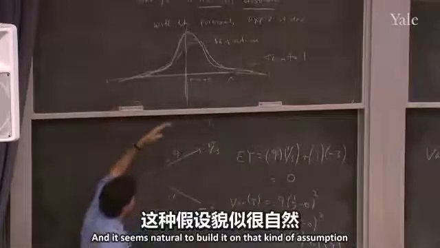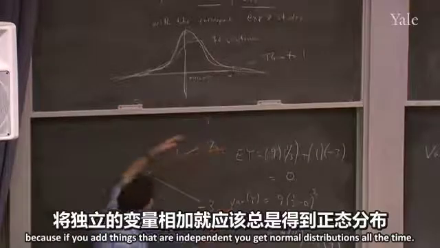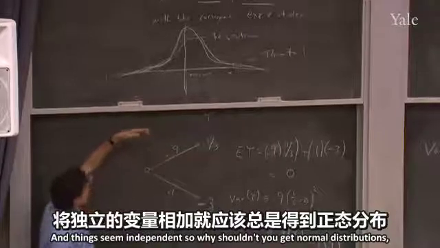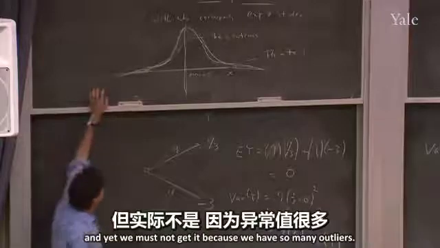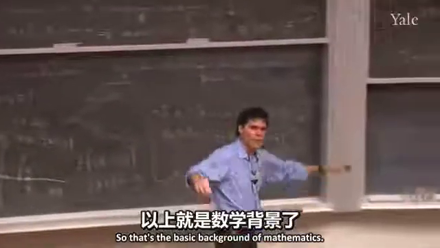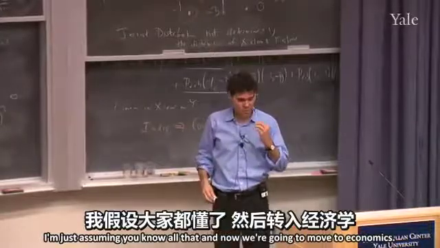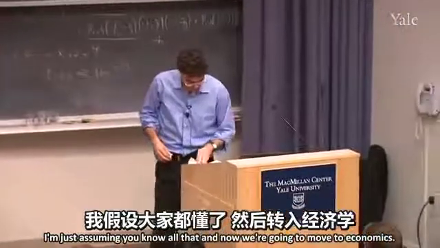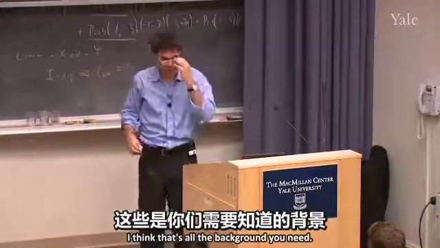And it seems natural to build it on that kind of assumption, because if you add things that are independent, you get normal distributions all the time. And things seem independent. So why shouldn't you get normal distributions? And yet, we must not get it because we have so many outliers. Okay, so that's the basic background of mathematics. Are there any questions about any of that? I'm just assuming you know all that, and now we're going to move to economics. Okay, I think that's all the background you need.